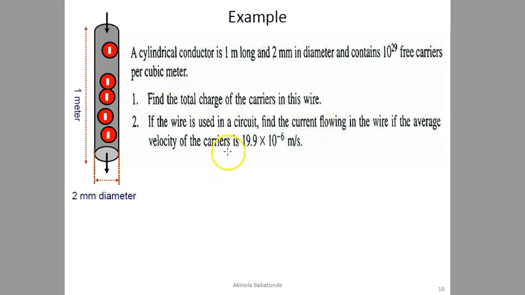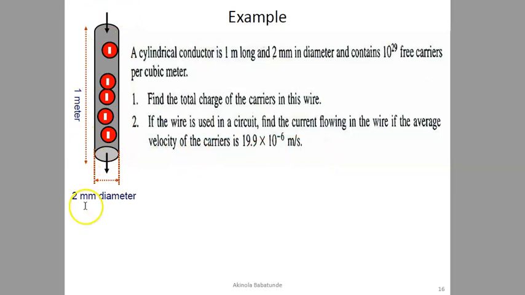Here is a simple example we can quickly look at. A cylindrical conductor is 1 meter long and 2 millimeters in diameter and contains 10^29 free carriers per cubic meter. The first question says find the total charge of the carriers in the wire. Secondly, if the wire is used in a circuit, find the current flowing in the wire if the average velocity of the carriers is 19.9 times 10^-6 meters per second.